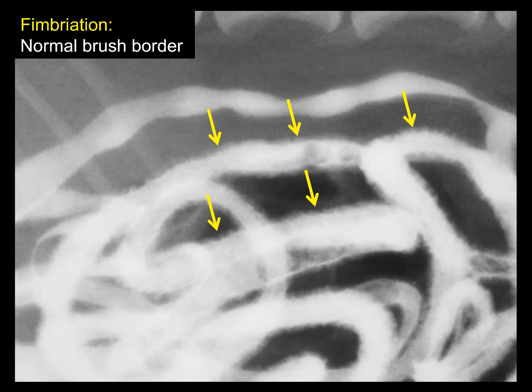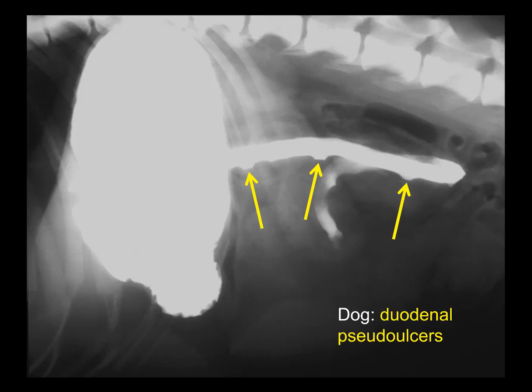Here we have an example of fimbriation, so just this really, really fine irregularity of the mucosal edge. That's normal. If there's pathologic irregularity, it's going to be a lot easier to see, honestly, than this, and also project into the lumen more. And here are some of those pseudo-ulcers.